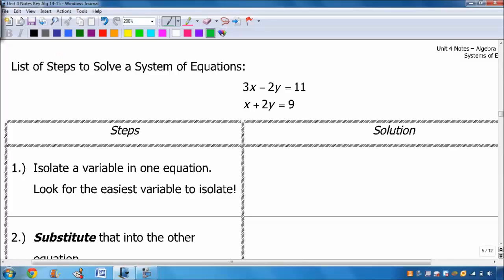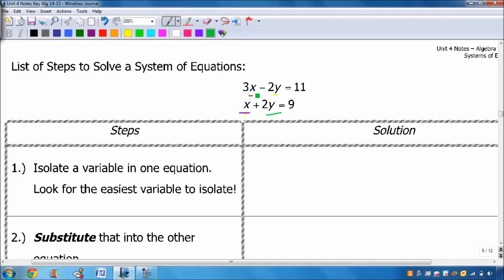So, the equation that we're going to solve is 3x minus 2y equals 11 and x plus 2y equals 9. So let's look at the steps that we have in order to solve this problem. Step 1 is to isolate a variable in one equation. Look for the easiest variable to isolate. So we actually have 4 choices of variables. We can either isolate this x, we can isolate this y, we can isolate this x right here, or we can isolate this y right here. It's 100% up to you, but don't make your life difficult.